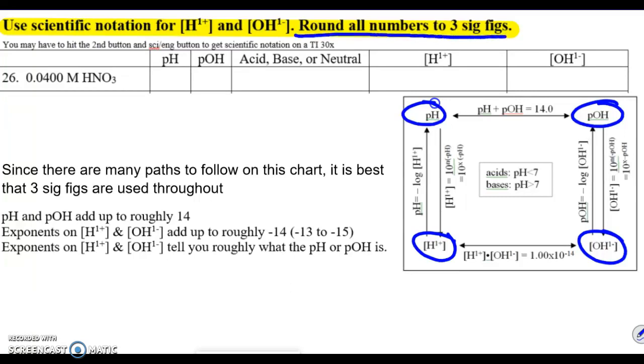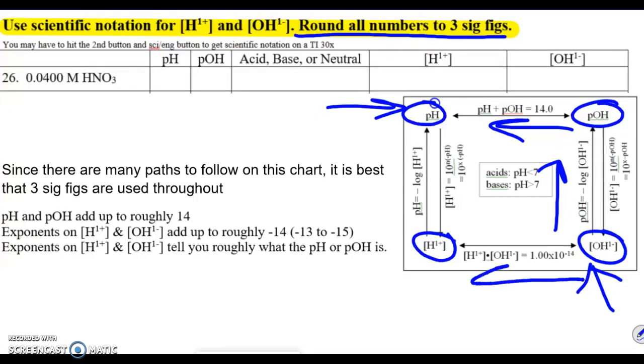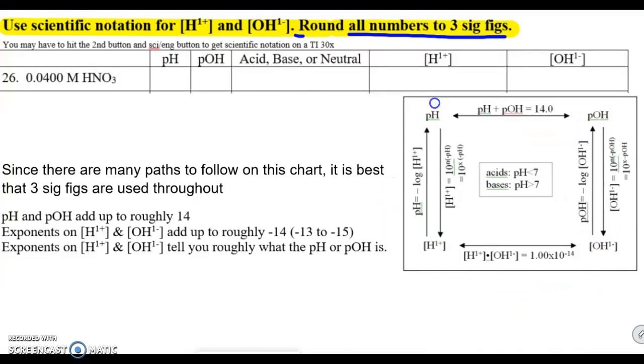Reason for that: if I'm going from hydroxide up to pH, if I go up, I'm using multiplication division. If I go over, I'm using addition and subtraction. If I go this way, I'm using multiplication division. If I go up, I'm using multiplication division, and the rules would be different. So if we all go to 3 sig figs, then our answers should be all pretty similar to each other. So that's why everything on here is going to be 3 sig figs. And we're going to use scientific notation for the hydrogen ion and hydroxide ion, so we can look at those exponents and see if they get close to our pHs.